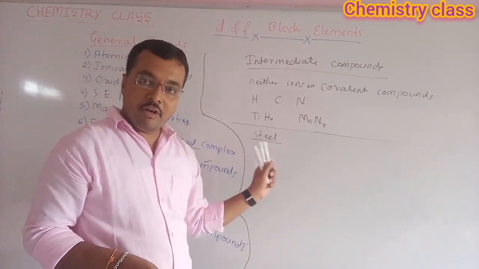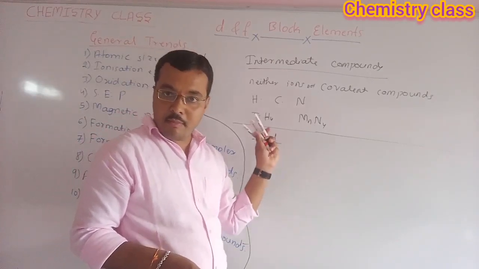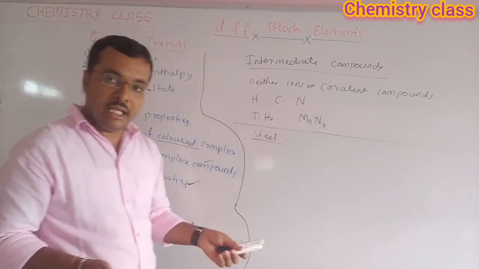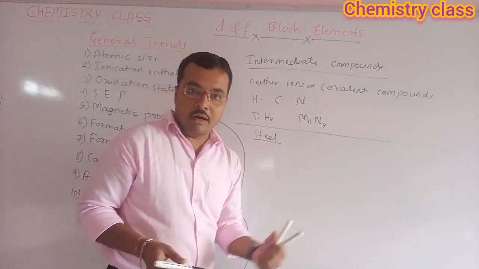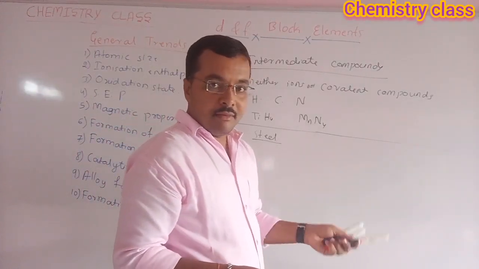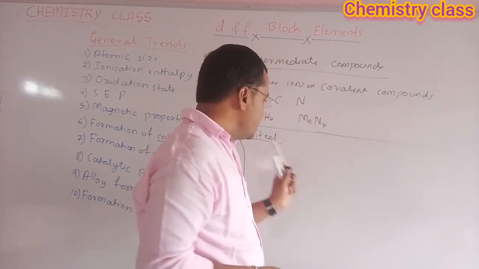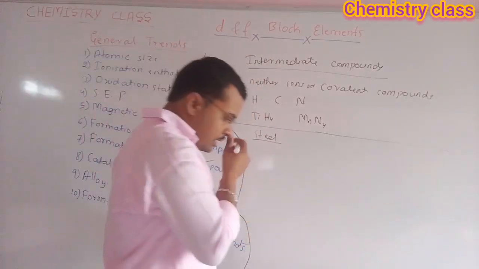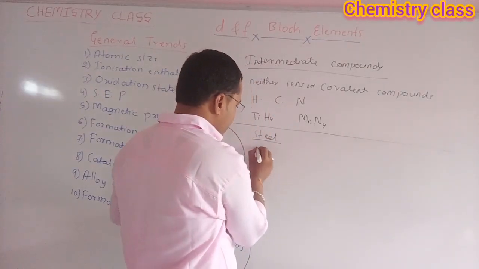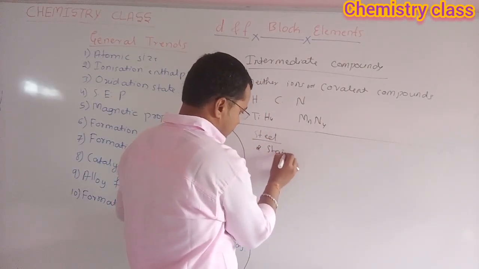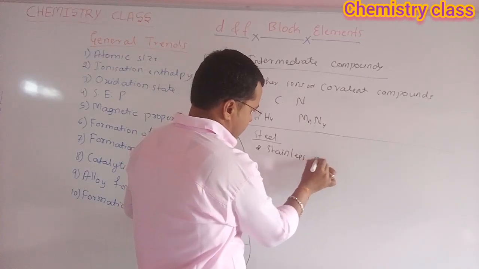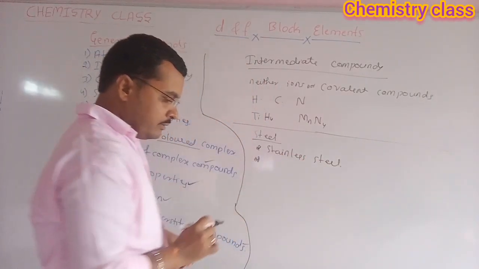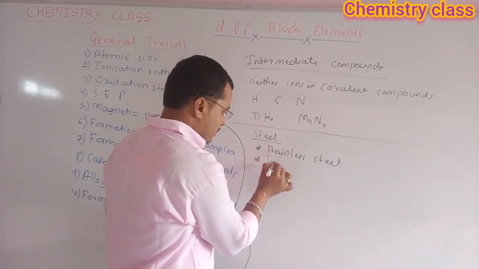These alloys can be formed with the help of the d series of elements. Either there may be iron, or titanium, or copper, or some other elements. By using these elements, we can form the alloys. These alloys, for example, stainless steel. This may be a tungsten steel.